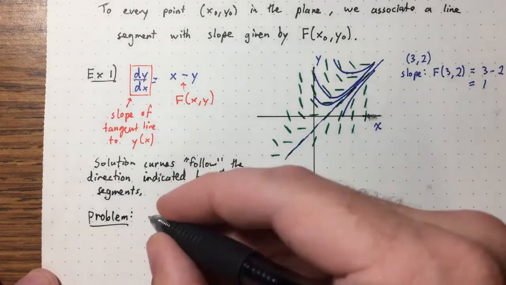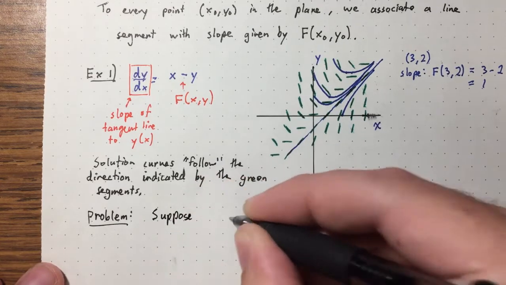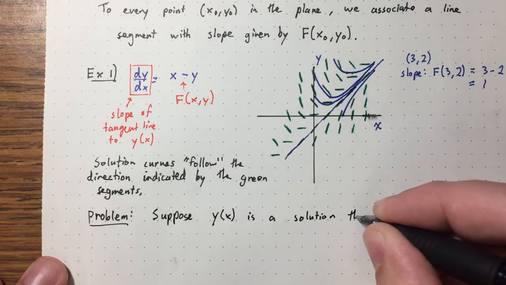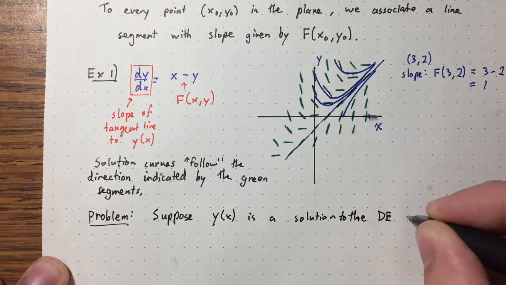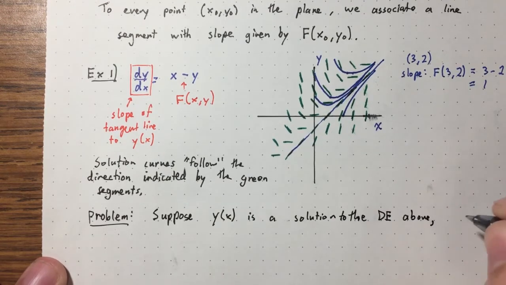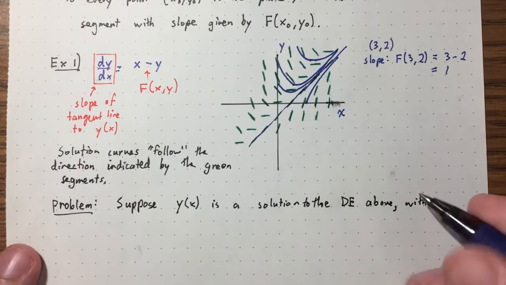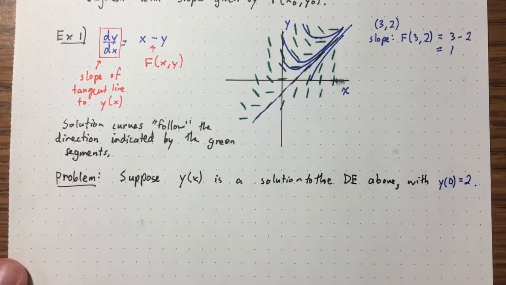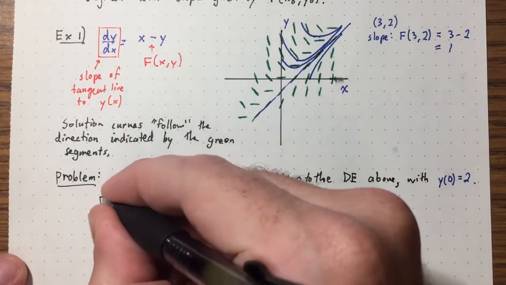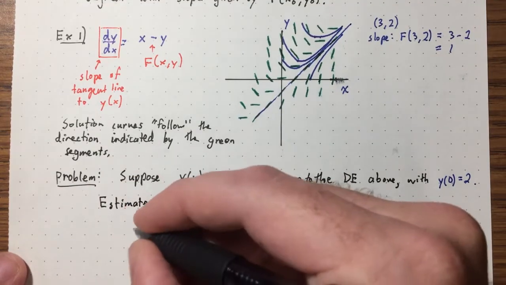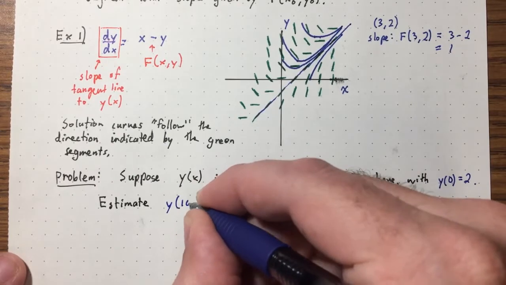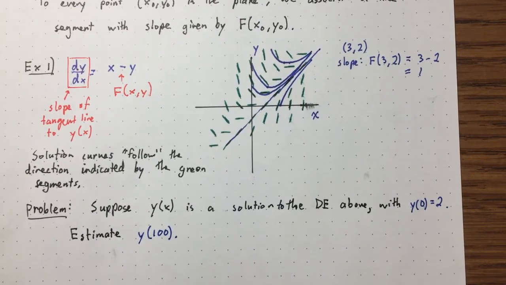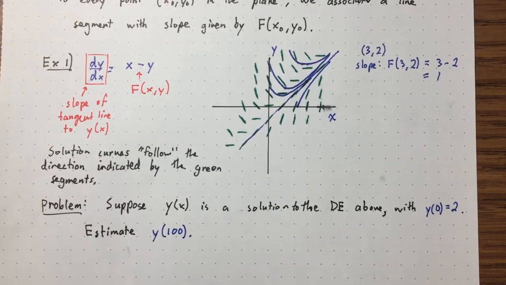There's a lot you can do with these direction fields. So let's suppose we have a solution to this differential equation. Suppose y of x is a solution to the differential equation above, with y of 0 equal to, let's say, 2. So we have a particular solution. Our solution is going to pass through the point 0 comma 2. And what I want you to do is estimate, without solving the differential equation, the value of y of 100. I'm going to give you a little bit of time to think about this. You're going to use this direction field. So pause the video and then come back once you think you've solved it.